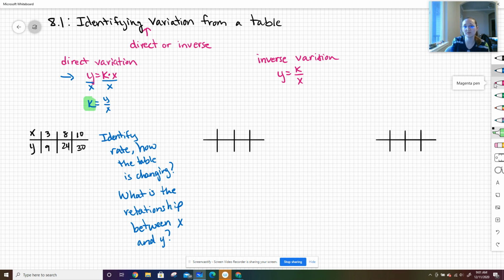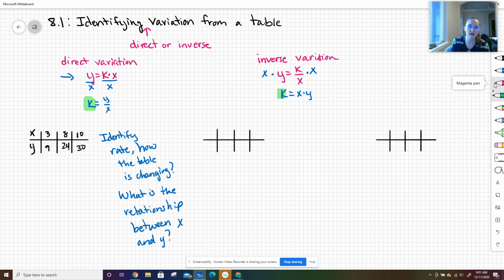Now, when I look at my inverse function, I want to talk about the rate and the relationship between x and y. So I'm going to multiply by x to get rid of the fraction, and I get that my constant is equivalent to x times y. So my rate, my constant, is now x times y, and that's the relationship.